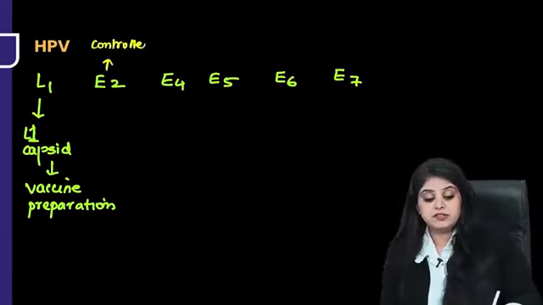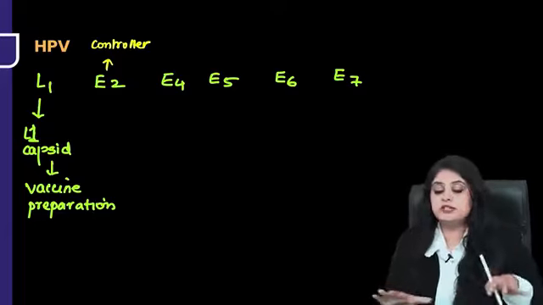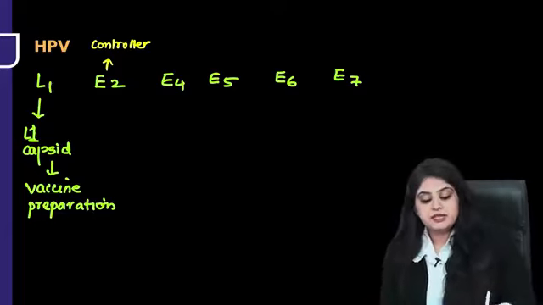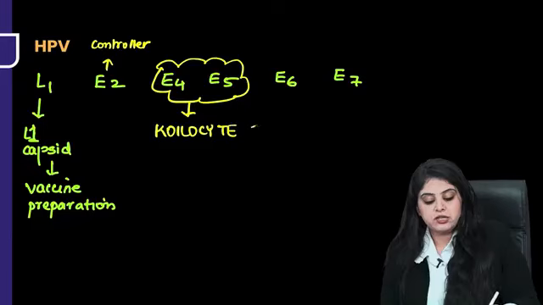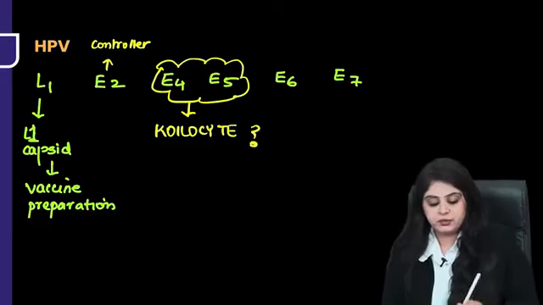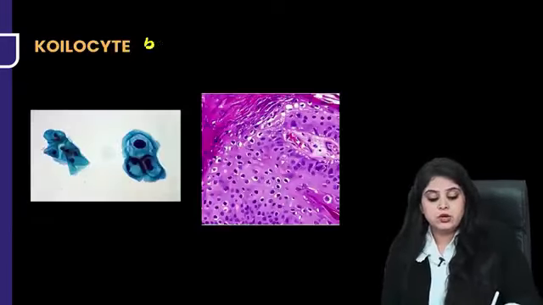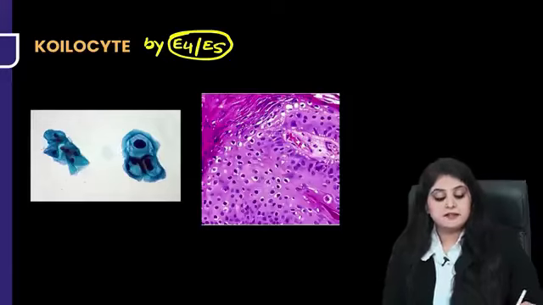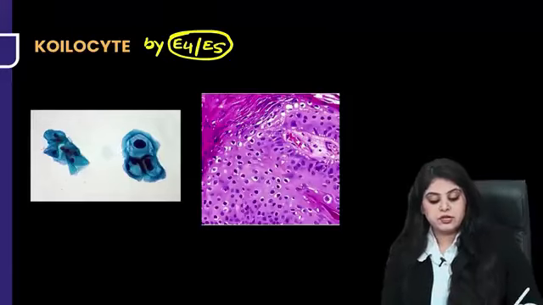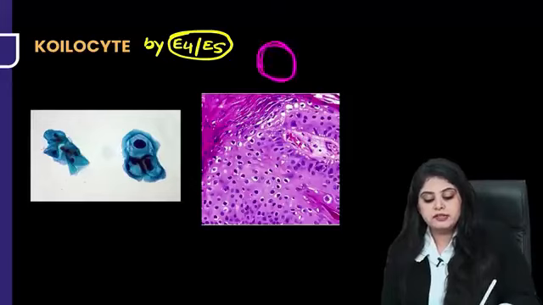Everyone needs a supervisor, right? Who supervises all these proteins? E2 is the supervisor. E4 and E5 are responsible for making a cell called a koilocyte. What is a koilocyte? Let me describe it to you. This is a koilocyte. Koilocyte is made by which proteins of human papilloma virus? E4, E5. What is a koilocyte? Let us draw it. You will say, ma'am, a koilocyte is like any other pink colored cell, but I will make you realize that the nucleus is a little weird.